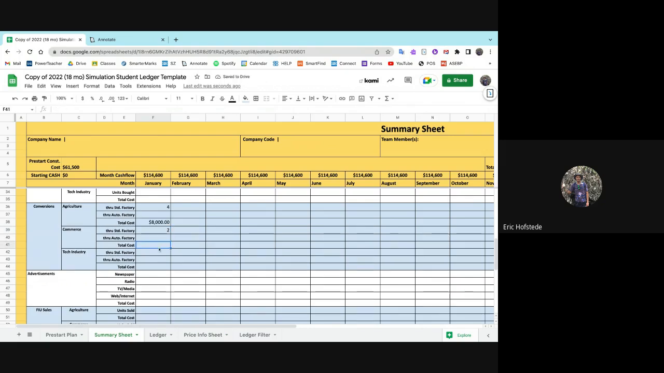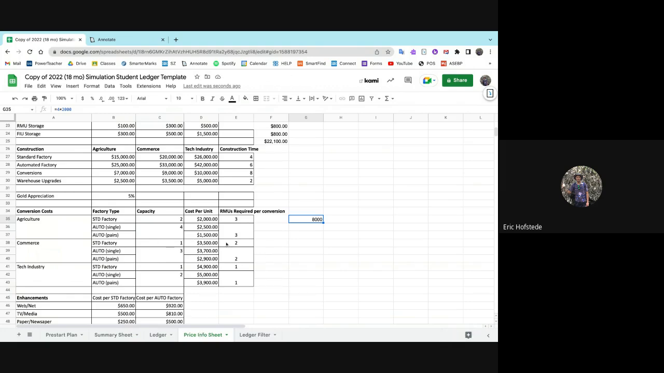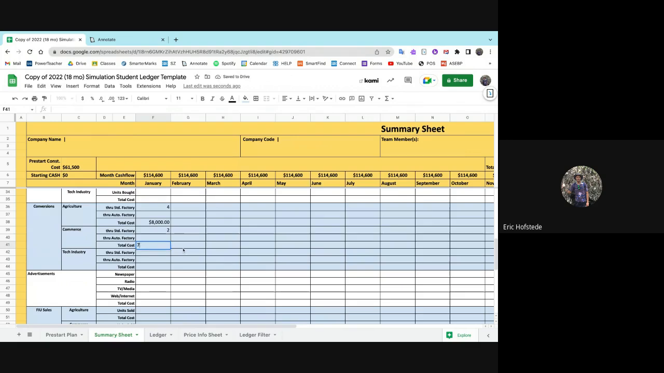And 2 through my commerce factory. And that's going to be 3,500 per conversion. So 2 times 3,500 is 7,000. Update the summary sheet with that cost.